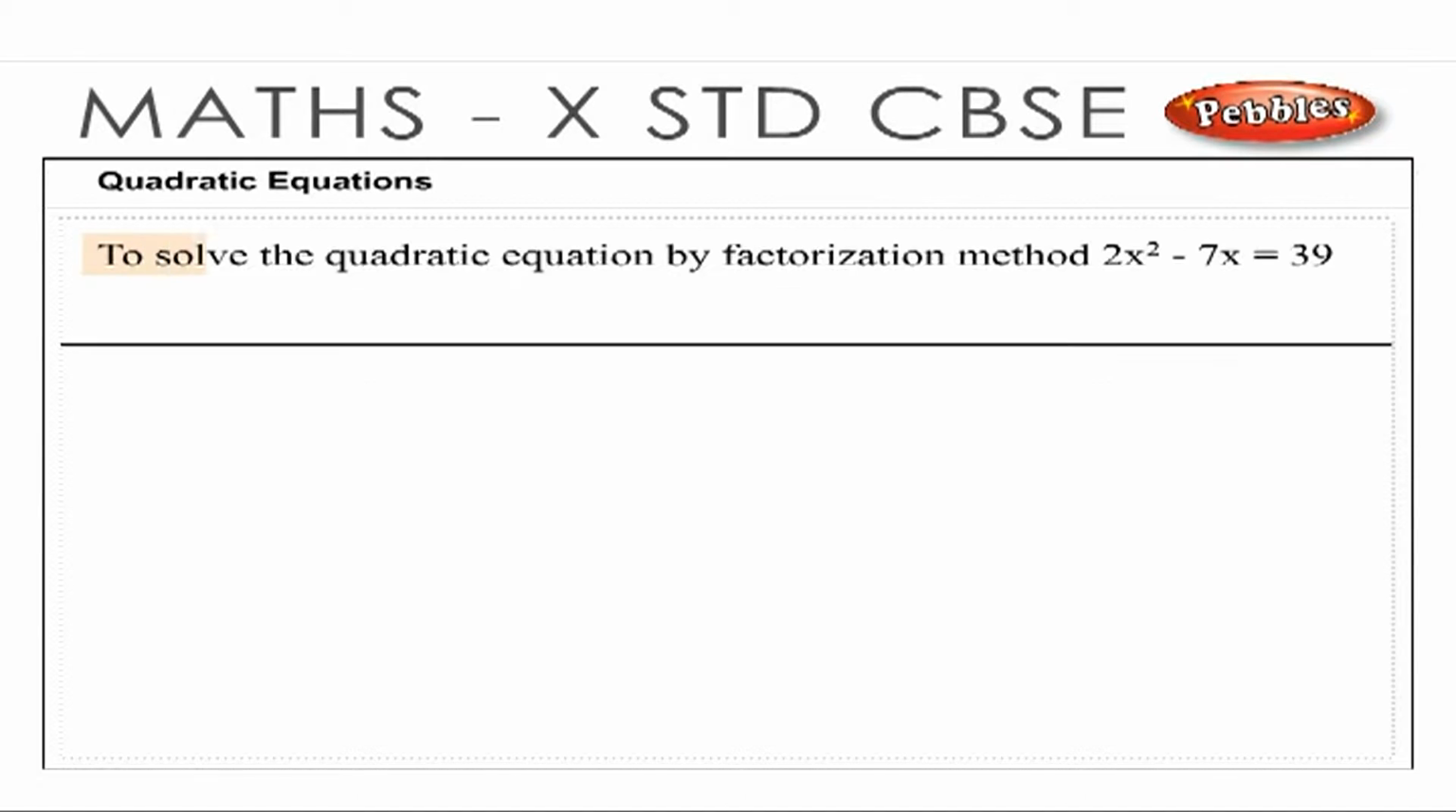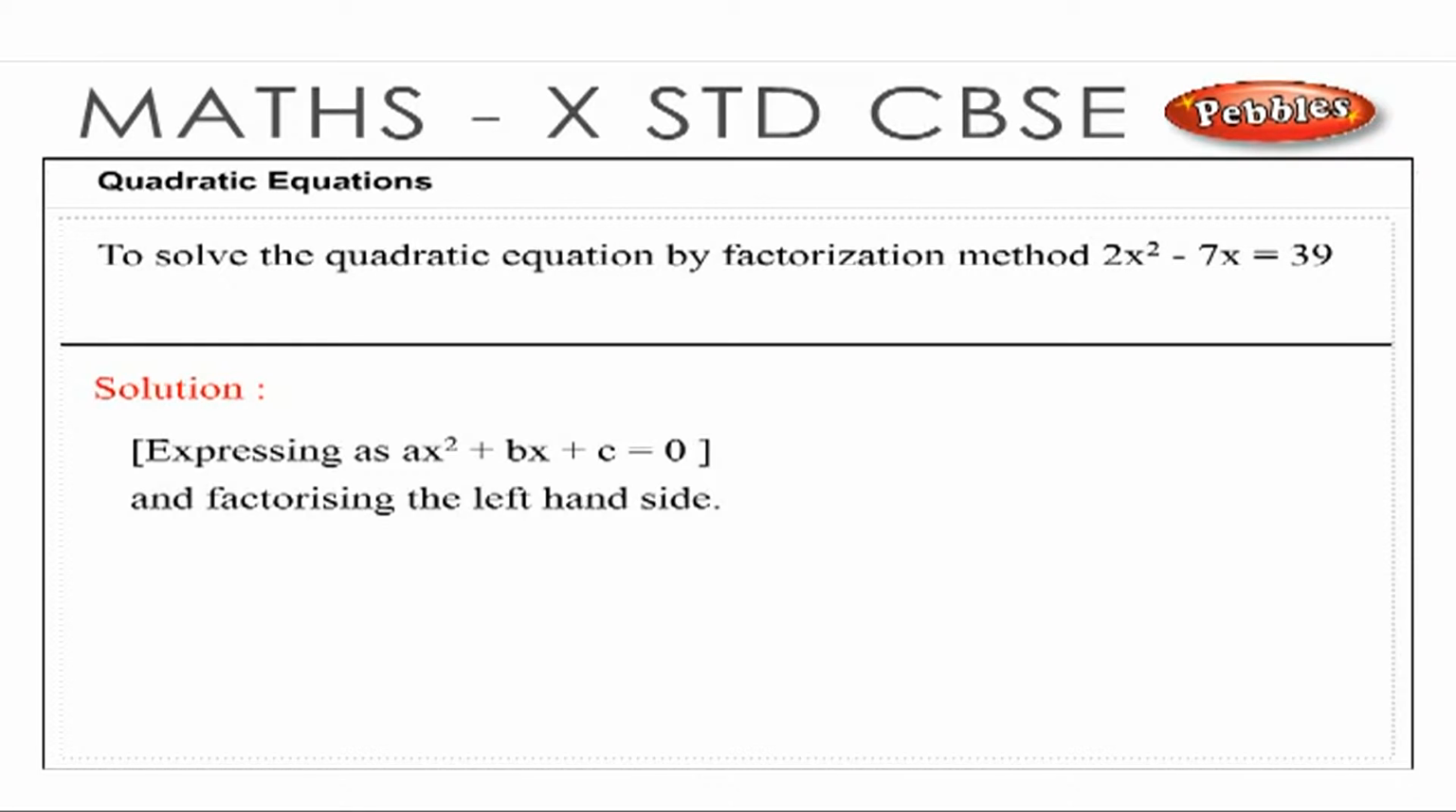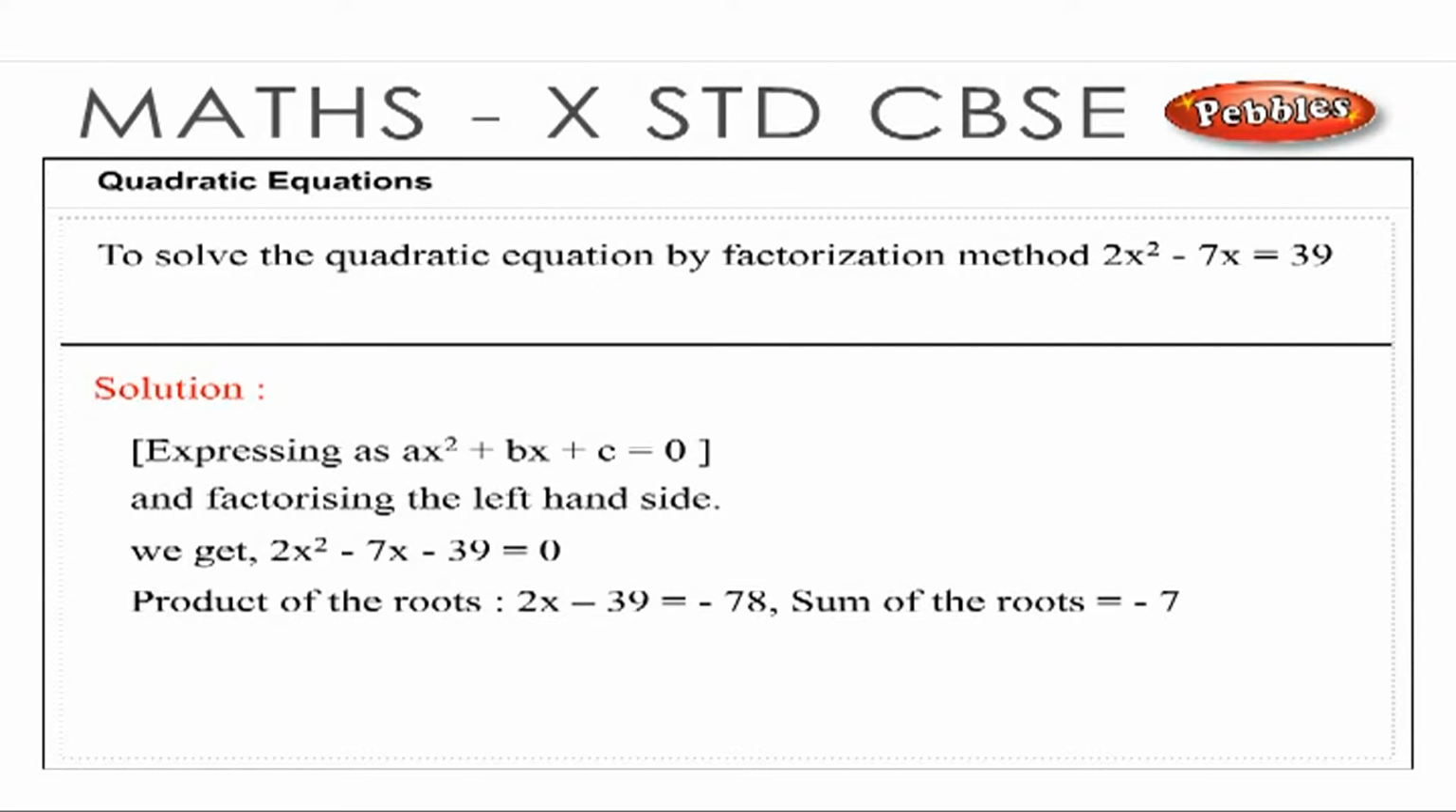Factorization method. To solve the quadratic equation by factorization method: 2x squared minus 7x is equal to 39. Solution. Expressing as ax squared plus bx plus c is equal to 0, we get 2x squared minus 7x minus 39 is equal to 0. Product of the roots is 2 times minus 39, which is minus 78. Sum of the roots is equal to minus 7.